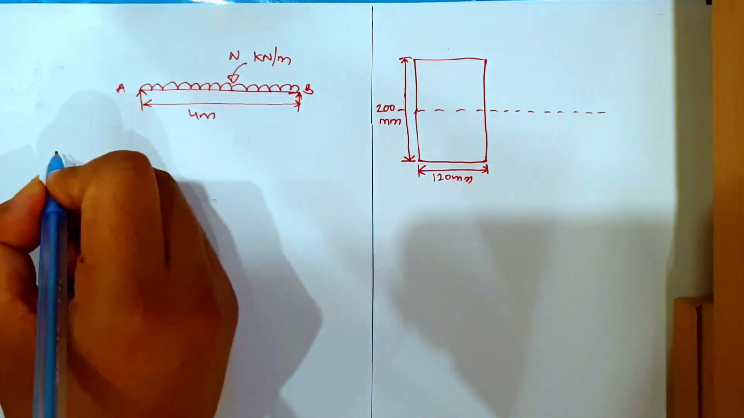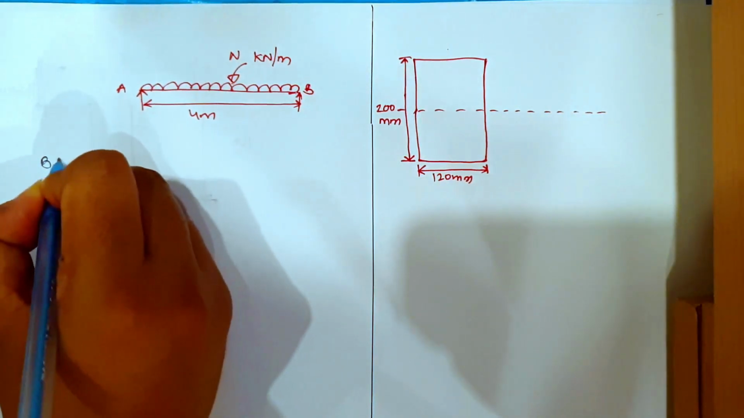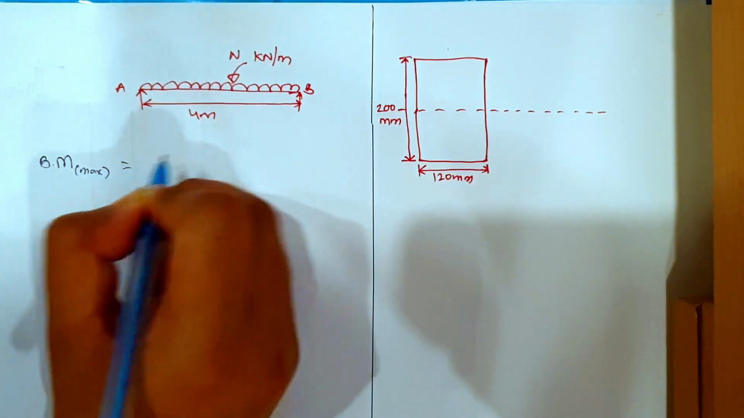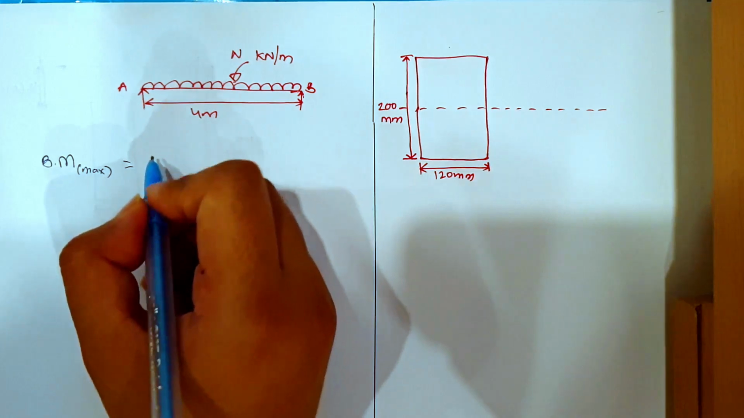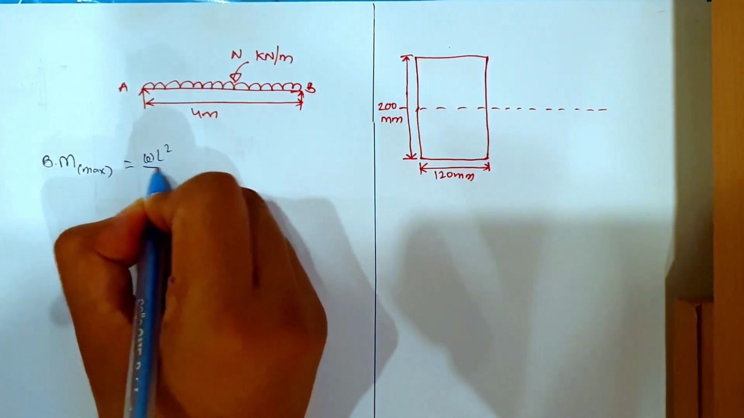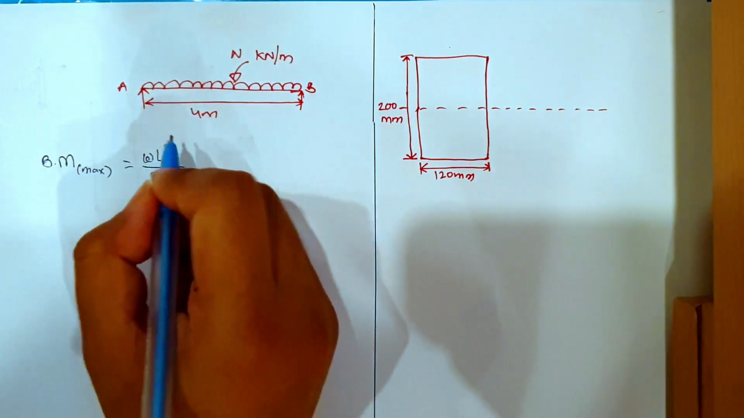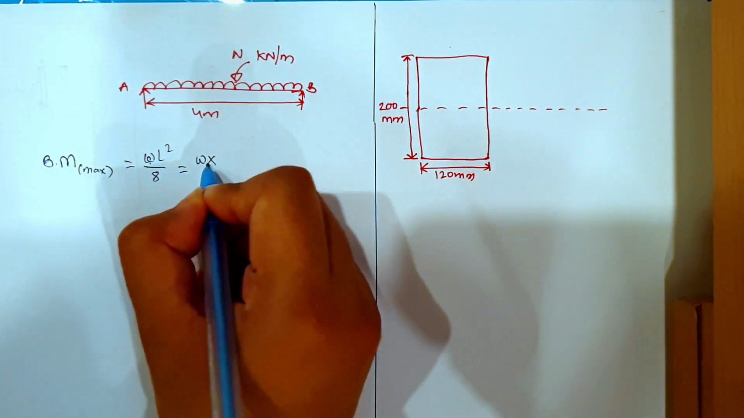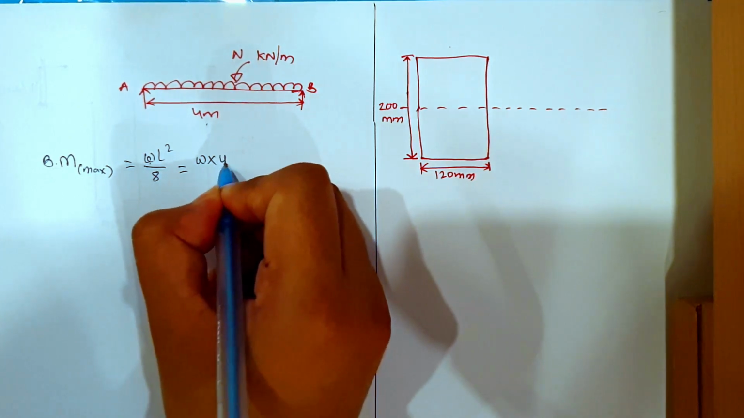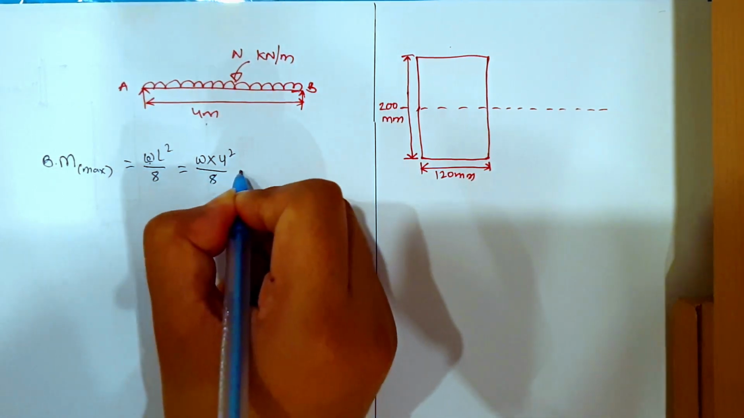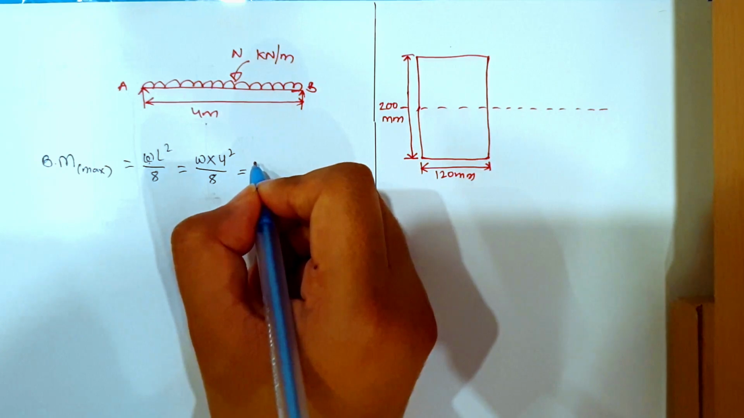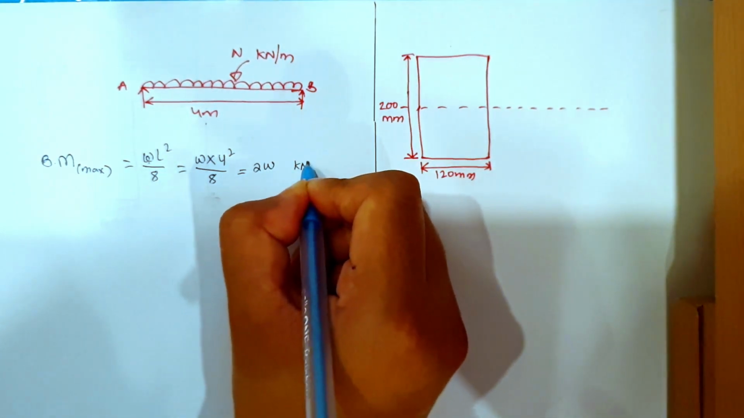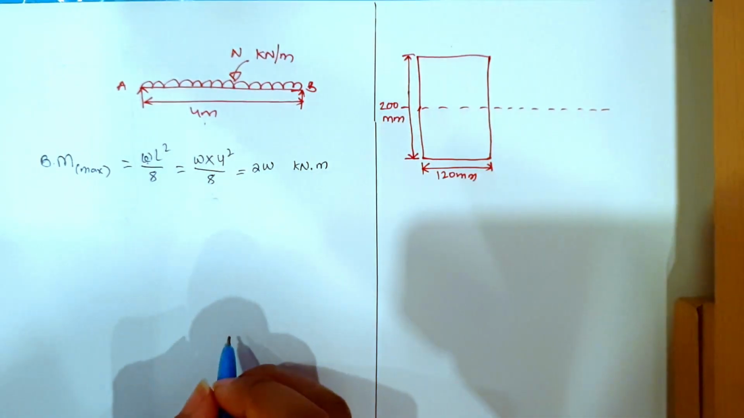So to find the maximum bending moment, since this is a UDL, it will be equal to WL square by 8. Now, we don't know what W is yet, so we will leave W as it is. L is 4, so 4 square by 8. From here you will get 2W kilonewton meter.